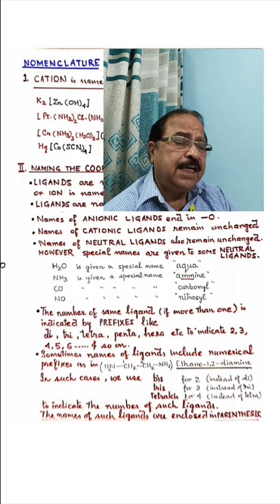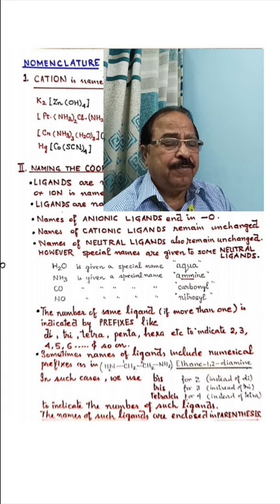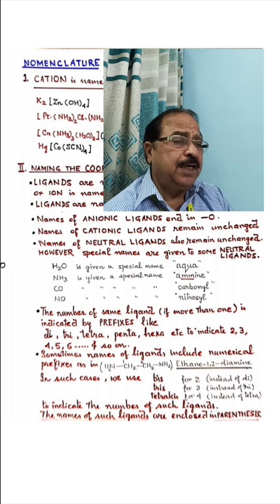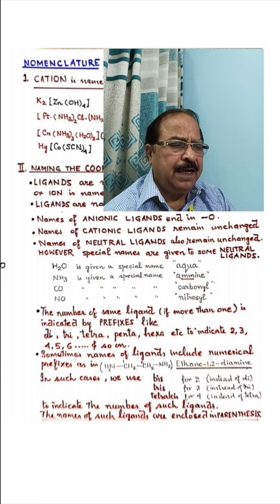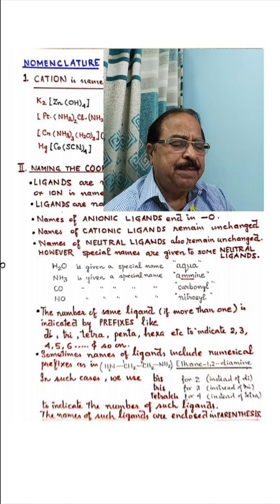And if the ligands are neutral, then we don't have to change their name. We will write their names as such. The names will remain unchanged. However, there are certain neutral ligands for which we give special names. I have given examples. If the ligand is a water molecule, then we name it as aqua. So aqua is a special name given to the ligand water molecule.